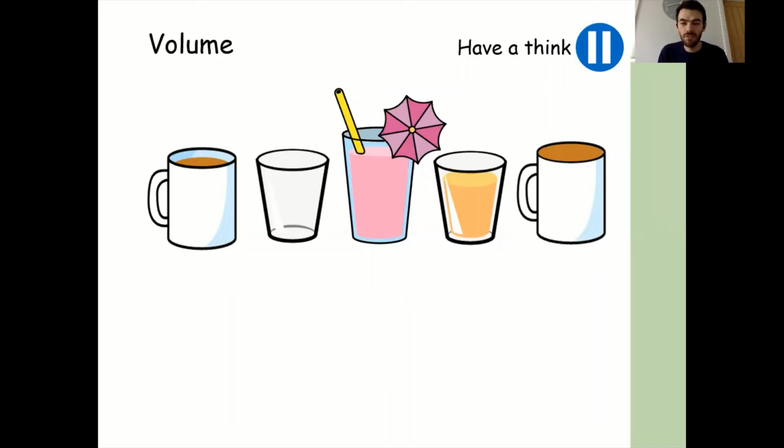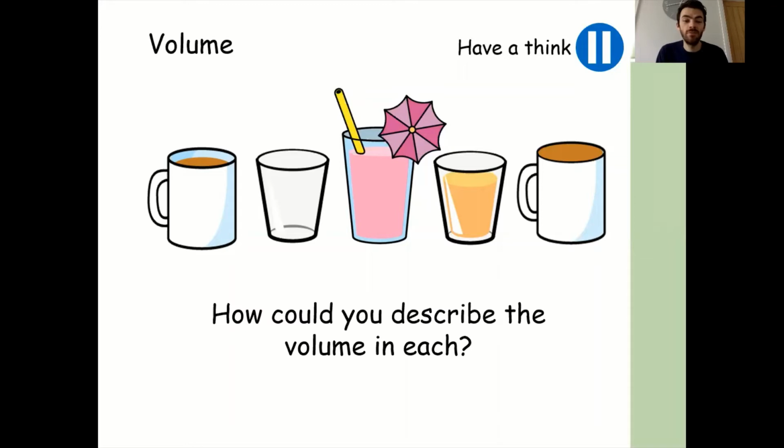So we've got some different containers here, some cups and some glasses, and they've all got a different amount of liquid in. And we can use some terms to help us describe how much liquid is in them. So pause the video and tell your grown-up what each container has in, how much liquid. Are there any words you can use to describe them? We'll give one as an example.